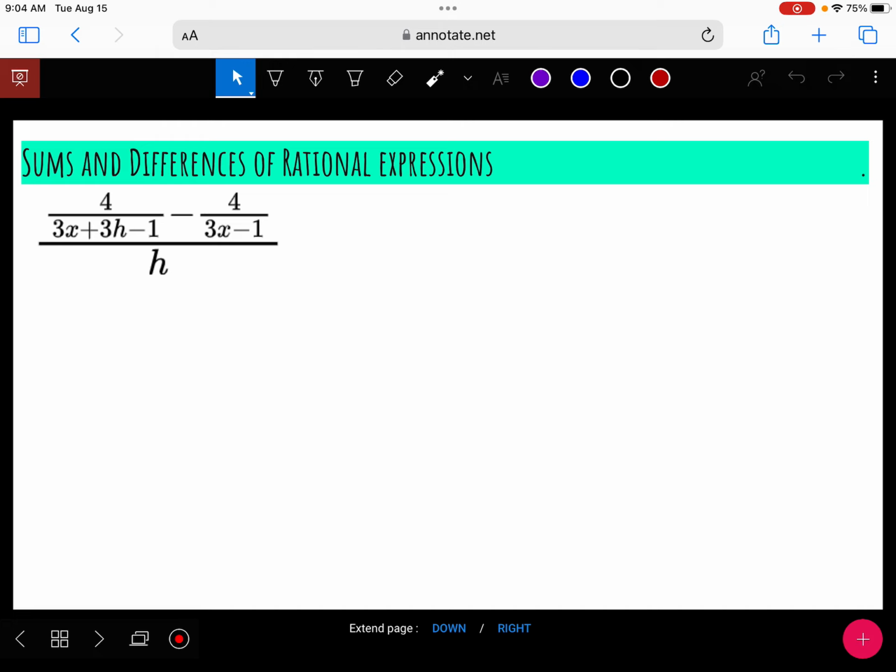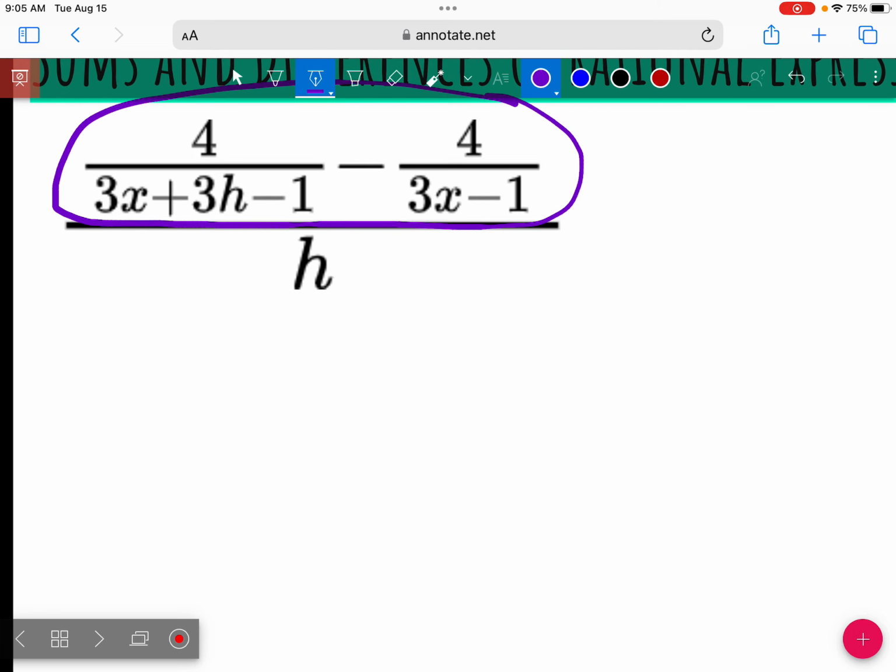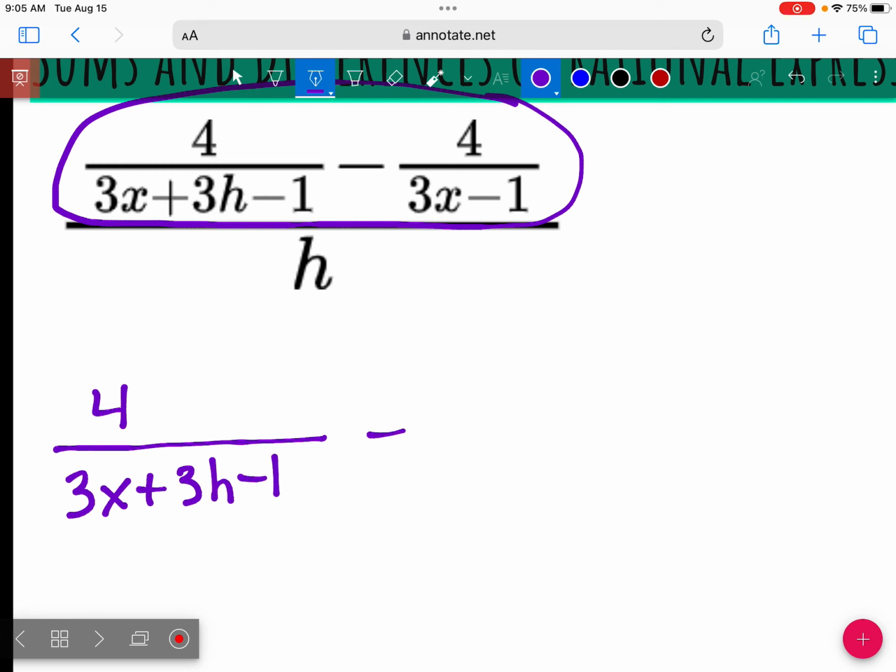So we look at this and we go, ew, right? I know. So first things first, I see subtracting in this numerator. So we're going to simplify that thing first before we deal with any of that divide by h mess. Okay, so I'm going to pull that guy out and we are going to do that subtraction. So I'm just going to write the numerator piece over here. 3x plus 3h minus 1, 4 over.